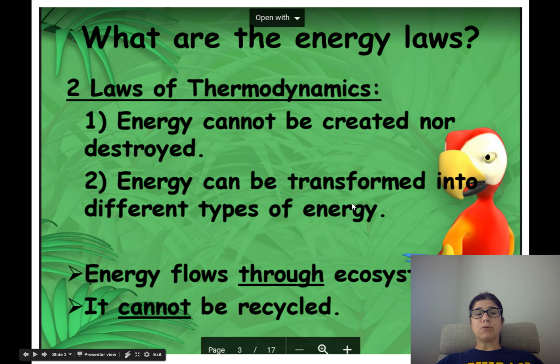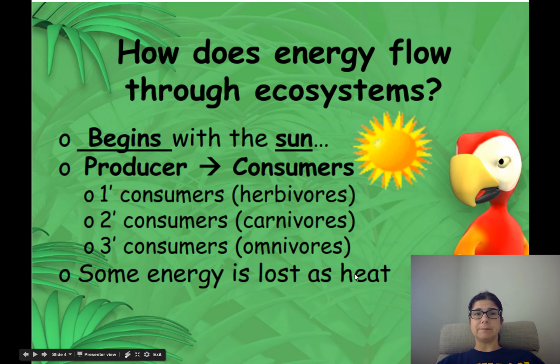Energy can be transformed into different types of energy, though. So we might start off with light energy, and it changes to mechanical energy or chemical energy. So it can change forms, but it's still going to be there. Energy flows through the ecosystems, and it cannot be recycled. It changes into different forms. We're going to find out it's going to start with the sun, and it's going to flow through the ecosystem, but it cannot be recycled.